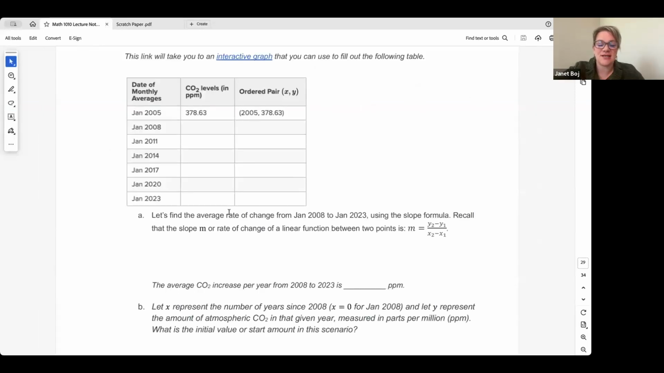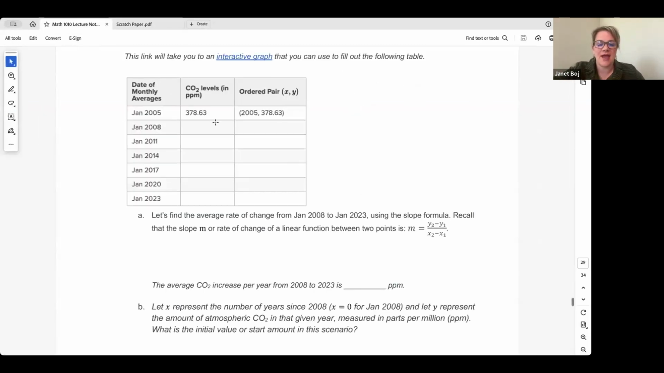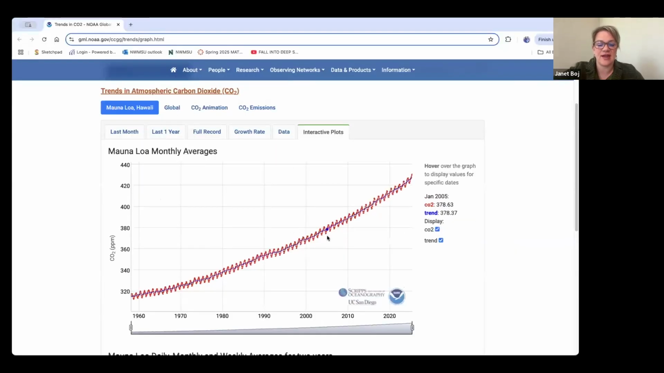Here it's saying, let's find that average rate of change from 2008 to 2023. And we need the slope formula. Remember, you subtract the y's over subtracting the x's. That's what this means right here: change in y, y2 minus y1. We need some information. What is that CO2 level in 2023 and 2008? If you click on the interactive graph, it'll take you to this graph and let's get our data.